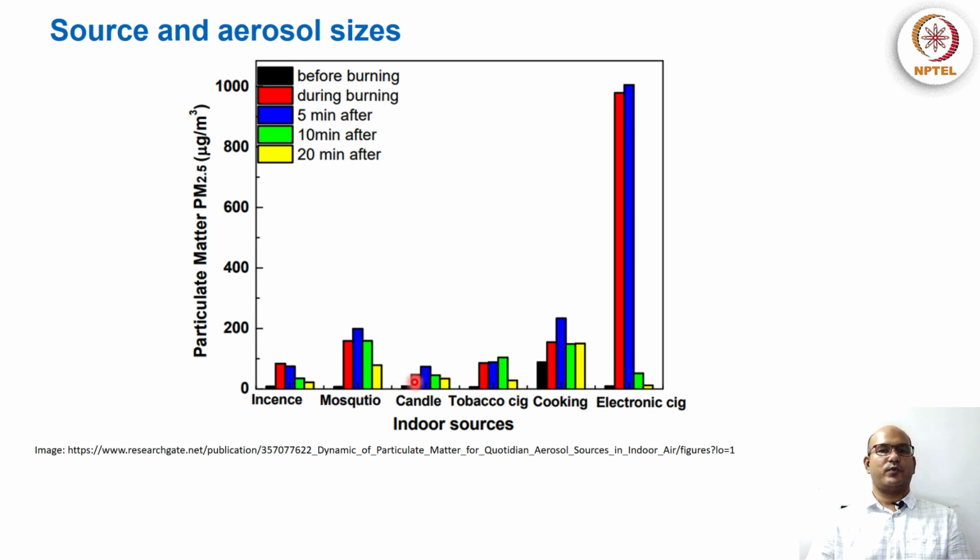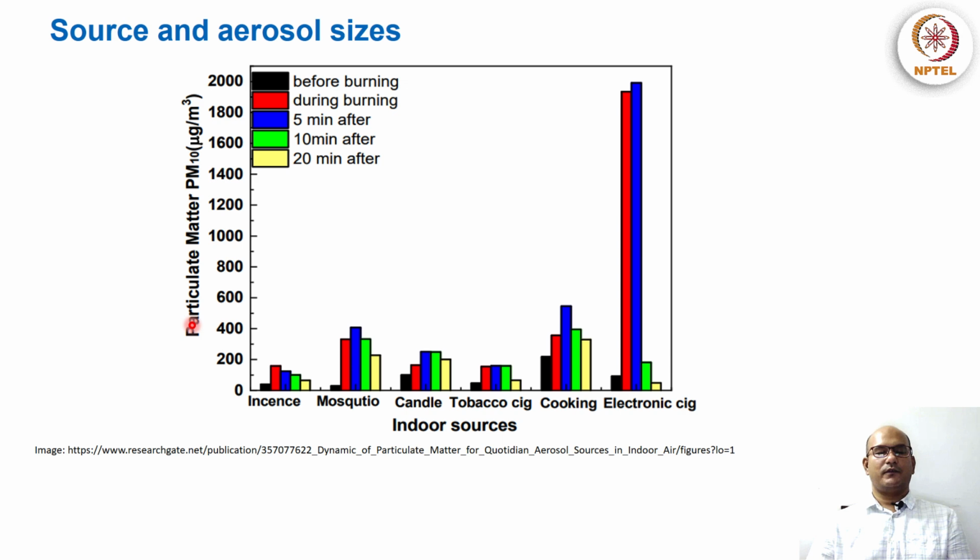Candle PM 2.5 emissions are much lower. Mosquito coil does release some PM 2.5, and then incense. Finally, we have PM 10. Again, the same behavior in e-cigarettes: a very rapid increase, then some decrease. There is very little change between 0 and 5, but then a very rapid decrease.